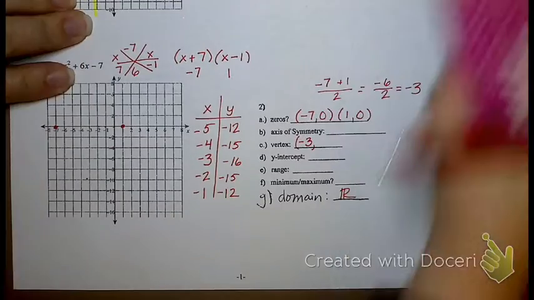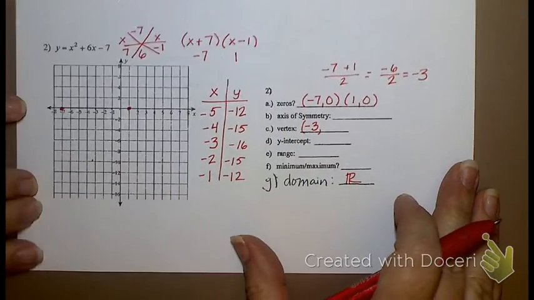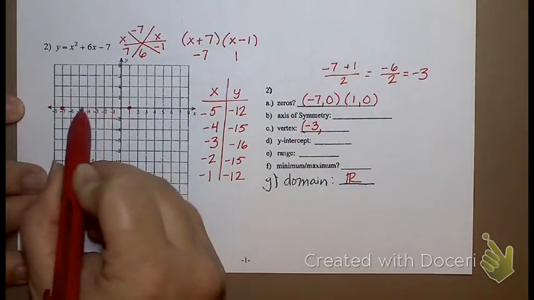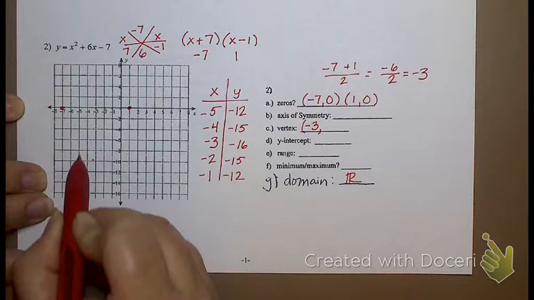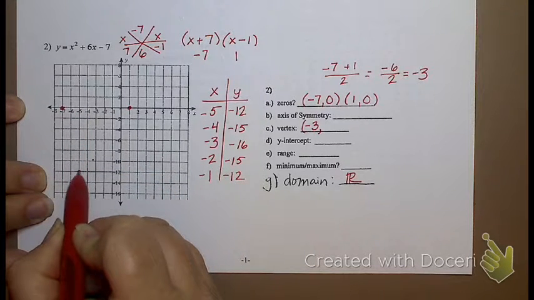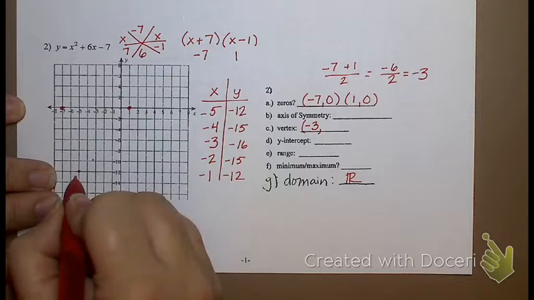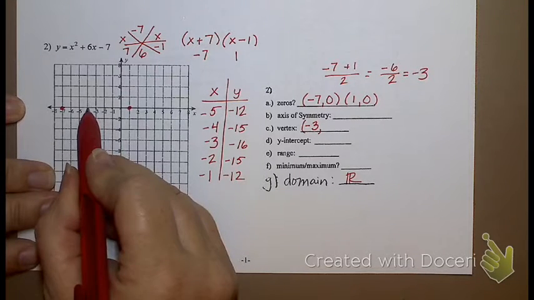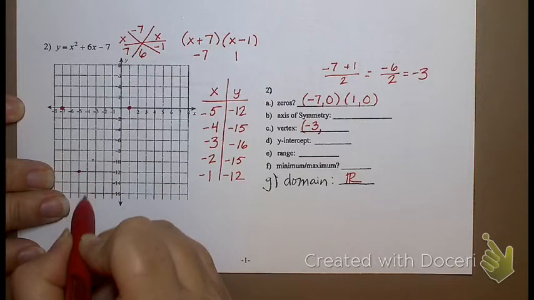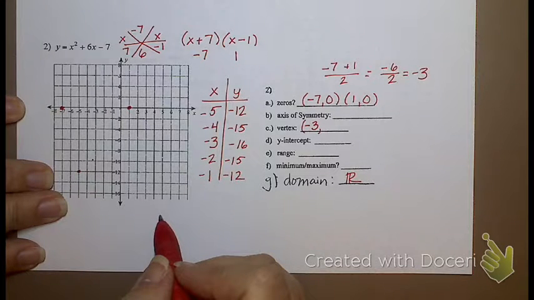So this is a parabola that has moved down quite a bit, hasn't it? So let's see. Negative 5, negative 12. It is counting by 2s, so that's kind of helpful. Yeah? Where's negative 4, negative 15? Where's negative 15 going to be? Between what?